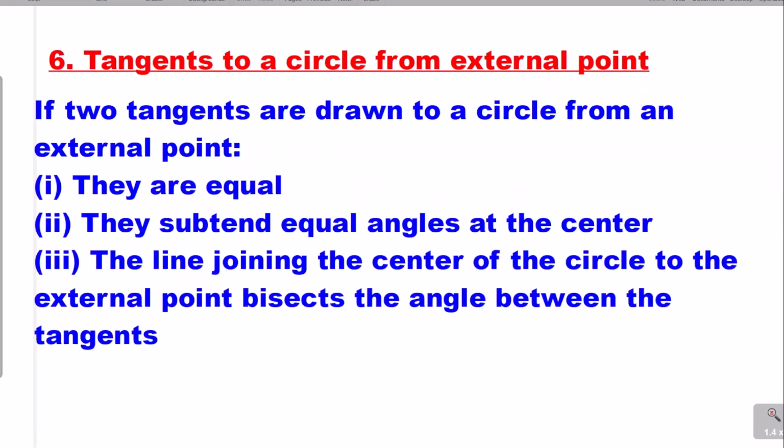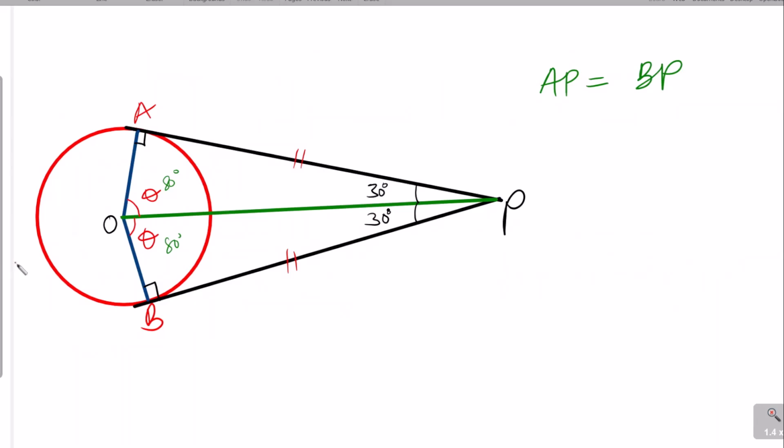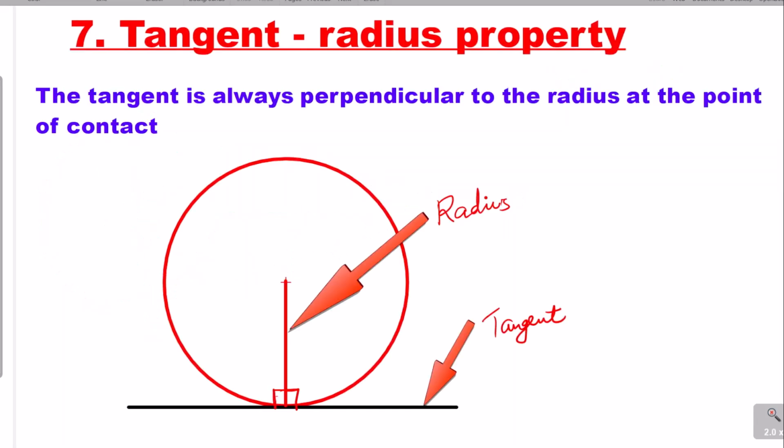Then number 3, the line joining the center of the circle to the external point bisects the angle between the tangents. So look at this line that is drawn from the center of the circle. It bisects the angle between the two tangents. The angle between the two tangents is this angle APB. So if this angle is, let's say, 60, it is bisected into two, that is 30 and 30. That one is very important.